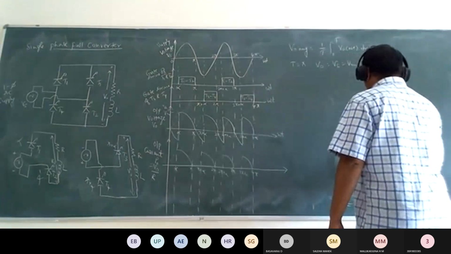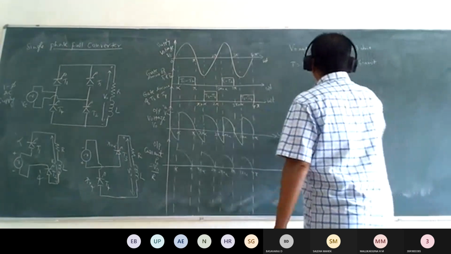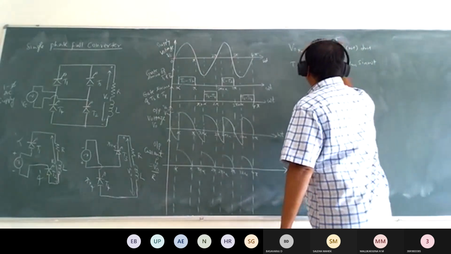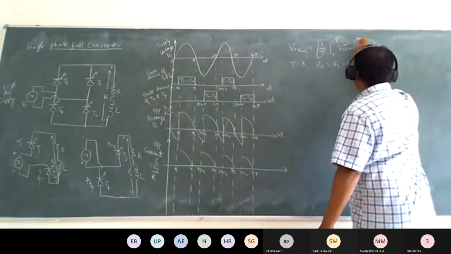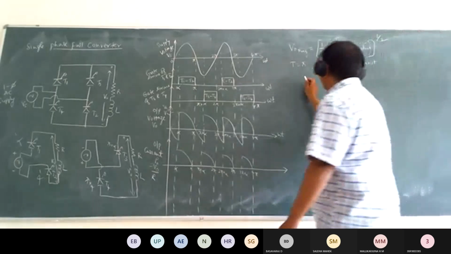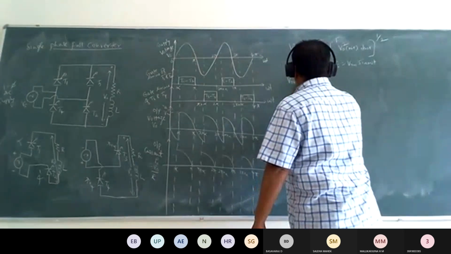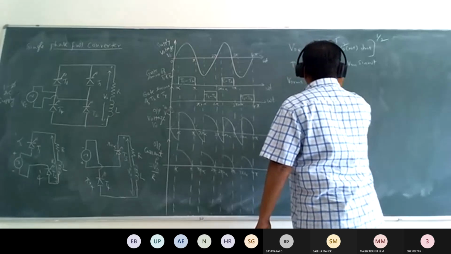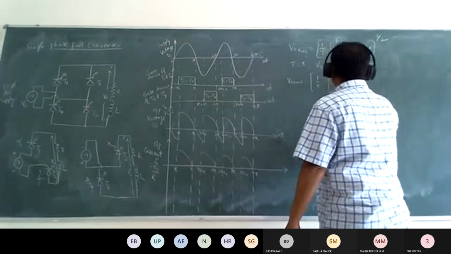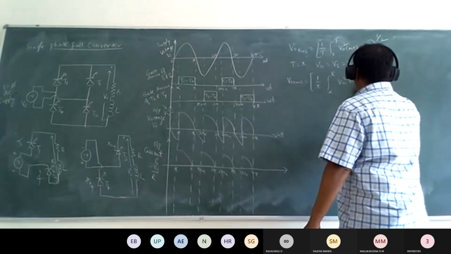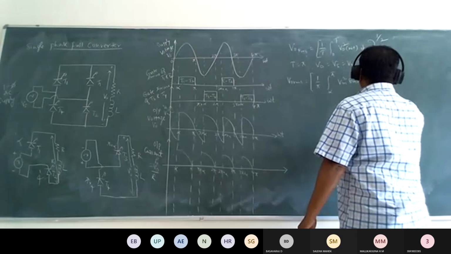The next one, you just write out with RL load. Same thing here, the RMS value, right? This is V naught square, to the power of half. Then V naught RMS is equal to 1 divided by pi integral from alpha to pi, this is Vm square sin square omega t d omega t.